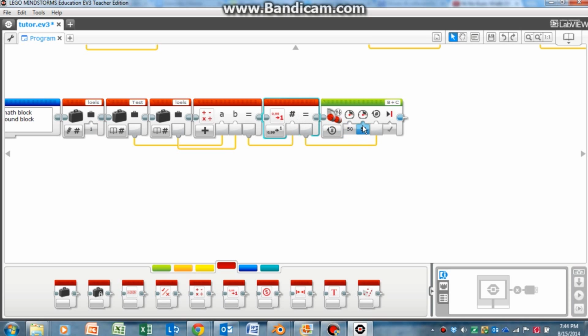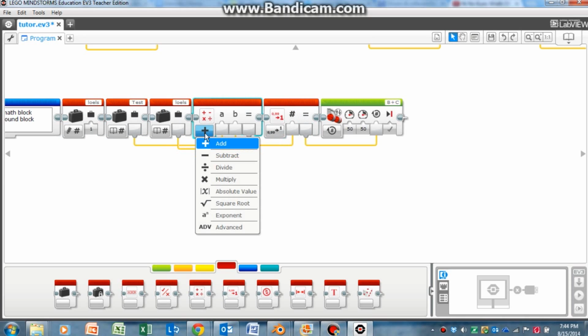Lego Mindstorms does have these glitches where sometimes something appears and it doesn't go away. And the way to fix it is to simply restart Lego Mindstorms, not your computer, because restarting your computer is annoying, especially if it takes forever. Alright, so I ran through the variable blocks, I guess. No, sorry, the math block and the round block.